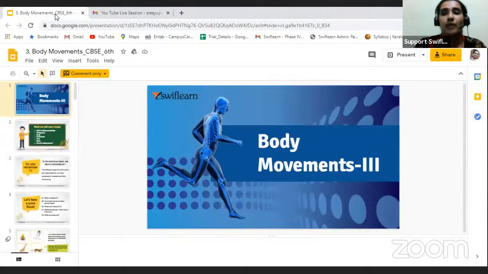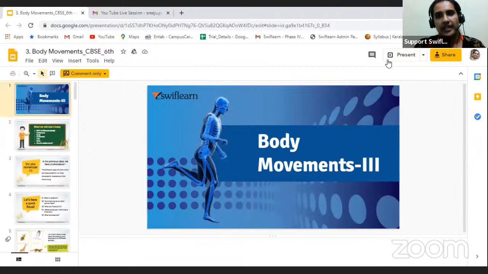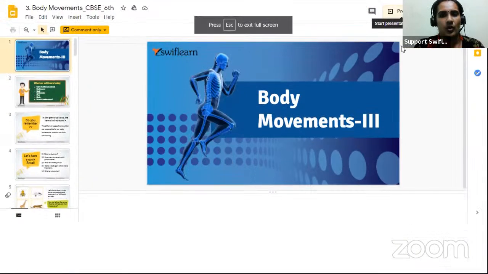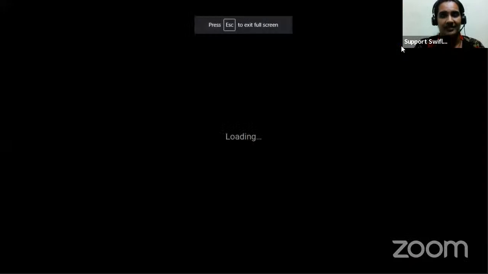Do you remember what we had learned last session? Yes, we had studied about body movement. First, we studied body movement part 1, where we studied the different types of joints. After that, we studied body movement part 2, in which we studied the skeletal system. So, I think you remember all these things.